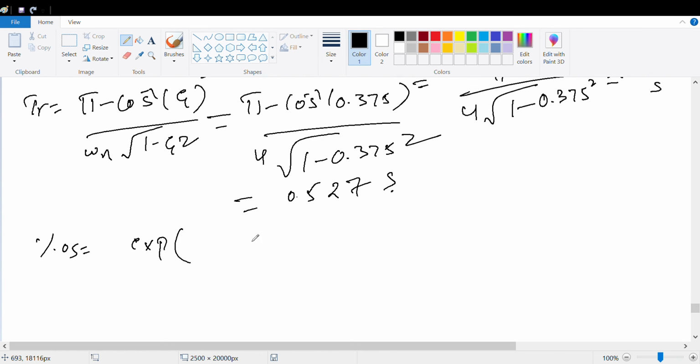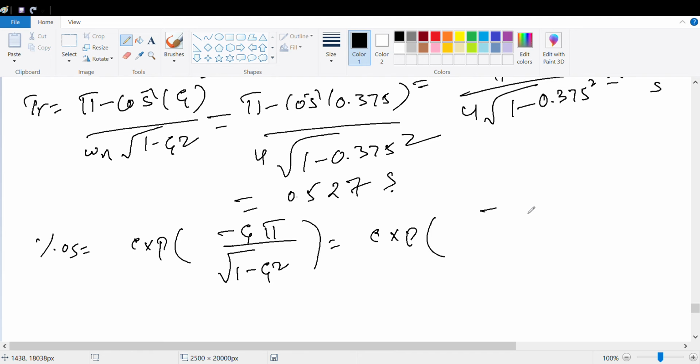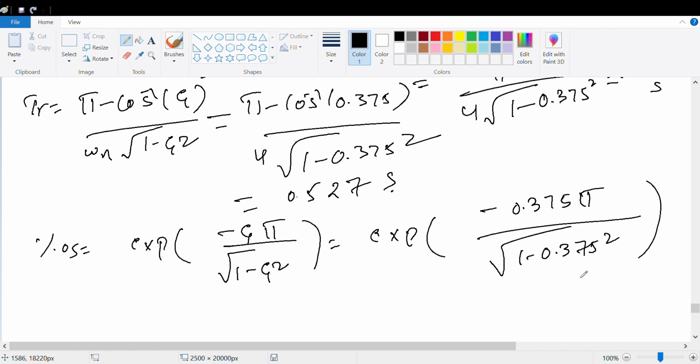After that, percentage overshoot. Percentage overshoot is exponential power minus zeta pi by square root of 1 minus zeta square. Now exponential power minus 0.375 pi by square root of 1 minus 0.375 square. And how much do we get? Minus 0.375 pi divided by square root of 1 minus 0.375 square, exponential power answer. It's 0.280597 something into 100, which is 28.06%.